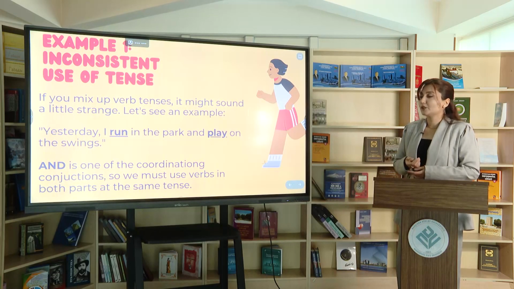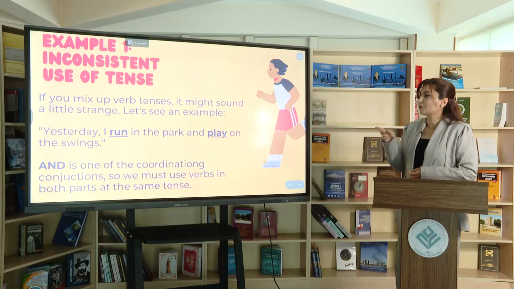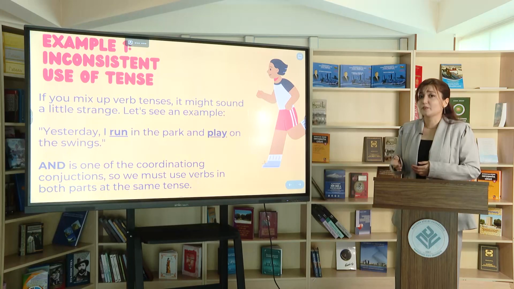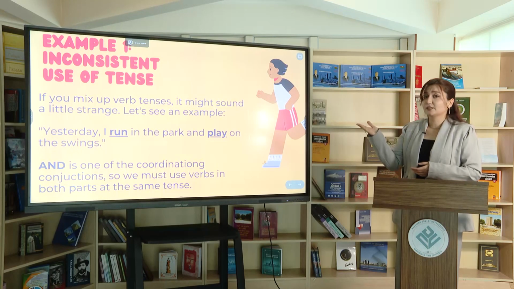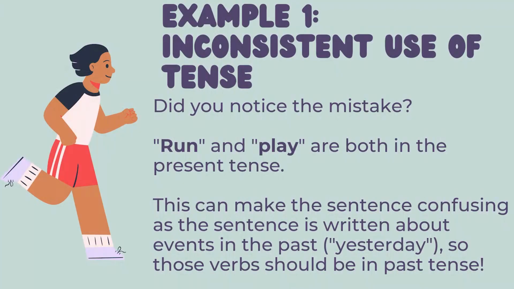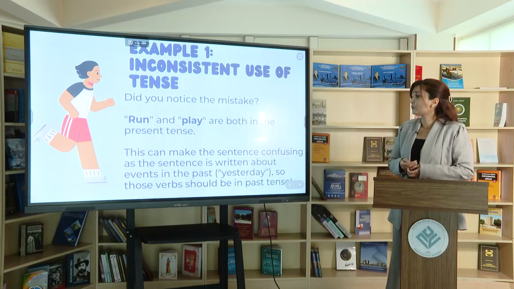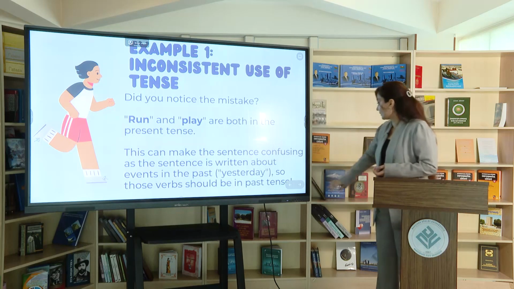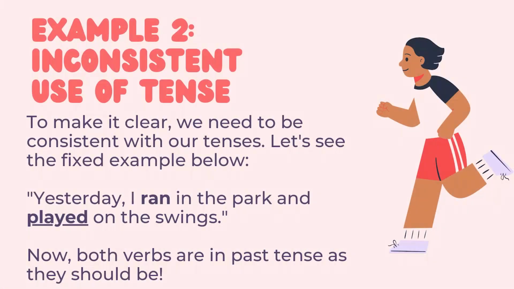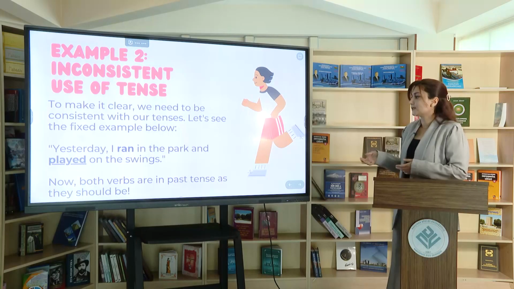In this case, you should look through the main verbs, because I use time indicators of the past tense. For instance, yesterday is the indicator of past tense, but I use a main verb in present tense form, and it makes my sentence wrong. The correct version of my sentence is like this: Yesterday I ran in the park and I played on the swings. Now both verbs are in the past tense as they should be.